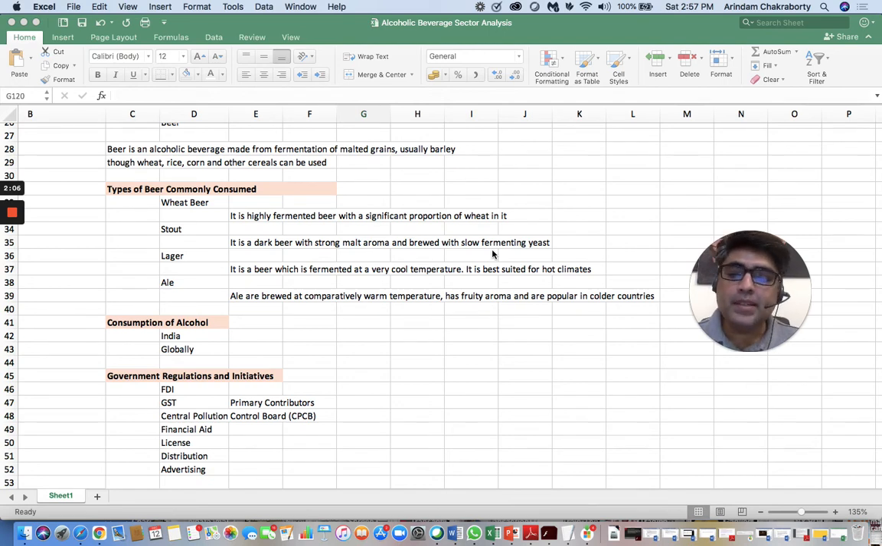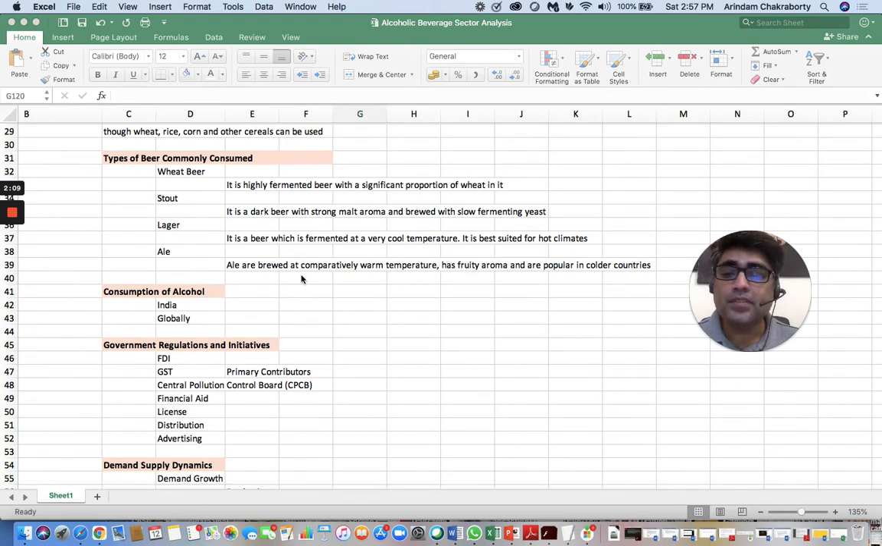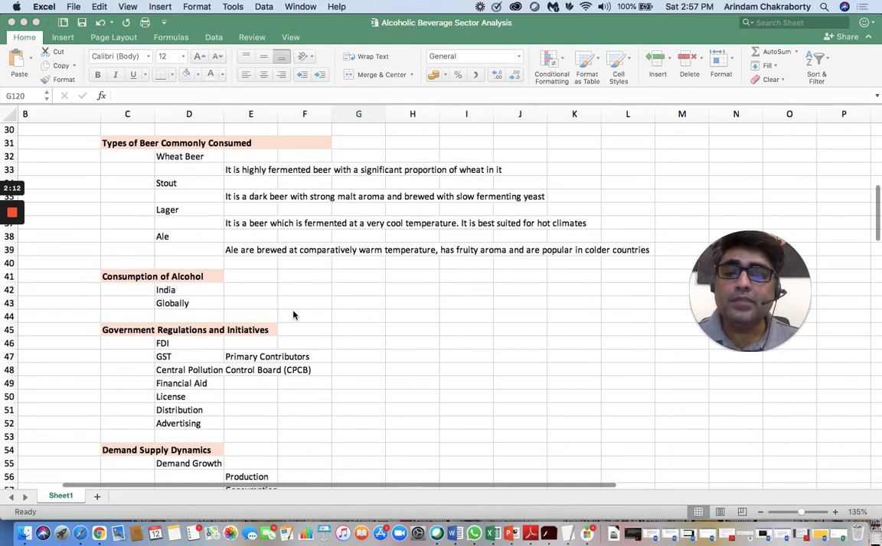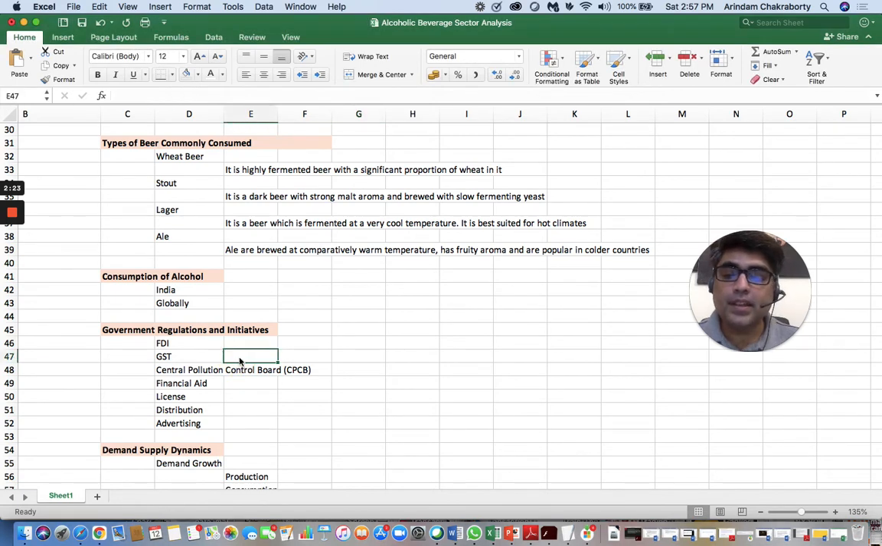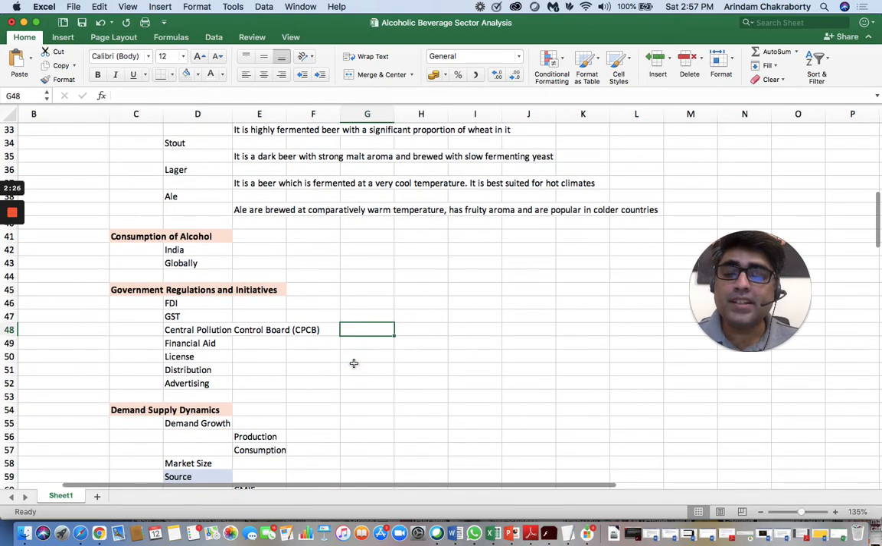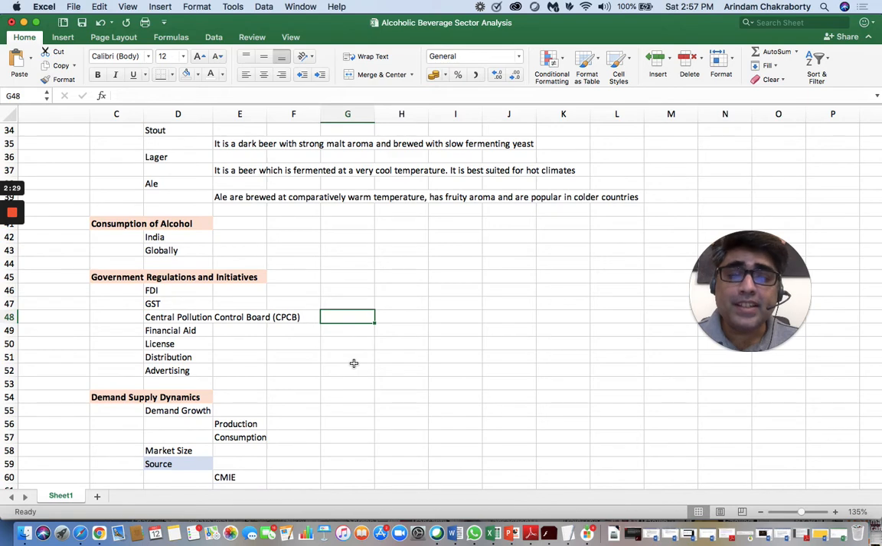Now, from an analysis perspective, we need to understand the consumption of alcohol in India and globally. Then we need to understand the government regulations and initiatives that have been taken over the years in context of, say, FDI, GST, Central Pollution Control Board, financial aid, licensing, distribution, and advertising around this industry. This is just a set of things that came to my mind, which I have jotted down. There may be more beyond this, so I would definitely encourage you to think on or research other areas which can also be taken into consideration.